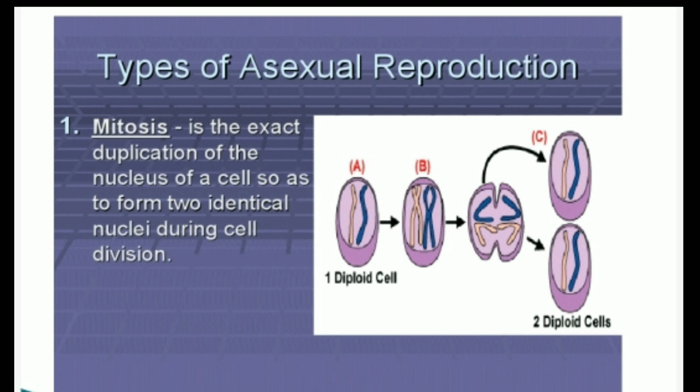So consider this diagram. First of all, we have a diploid cell. Then you can see the set of chromosomes. Afterwards, there are two cells, the formation of two diploid cells. It means one diploid cell is producing two diploid cells with an equal set of chromosomes. So this is called mitosis. Mitosis is the exact duplication of the nucleus of a cell so as to form two identical nuclei during cell division. This process is called cell division, meaning the division of a cell into two.